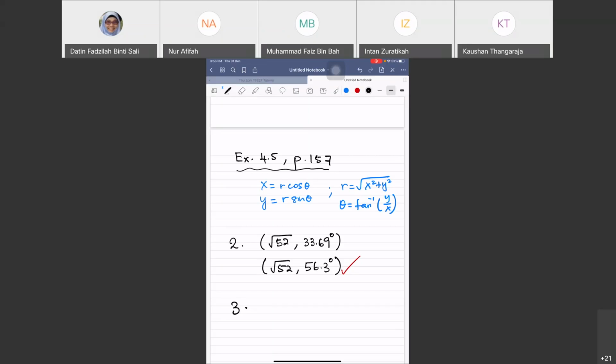I get negative root 2 over 2. Negative root 2 over 2. Root 2 like this. Yes, madam. All right. Okay, wait for Kaushan. Fatini, do you have a different answer? Have you tried question 3? What did you get? Not yet, madam.